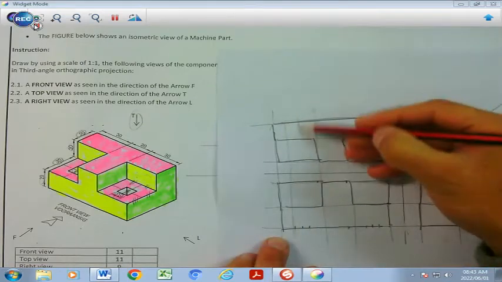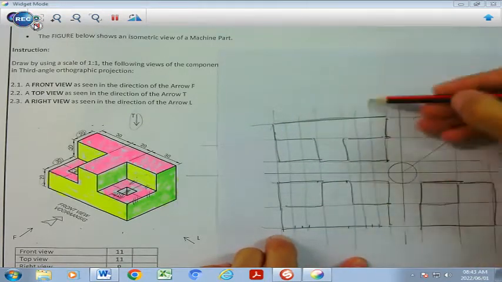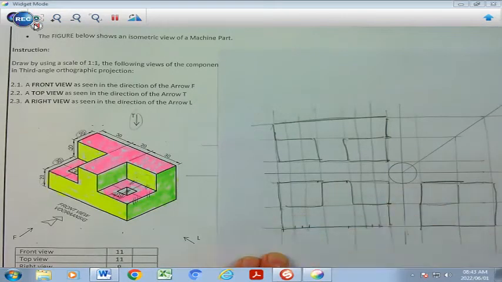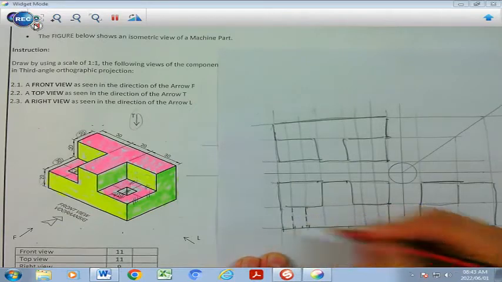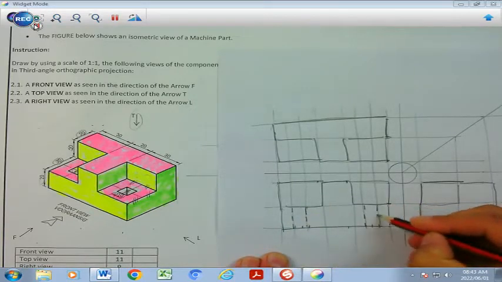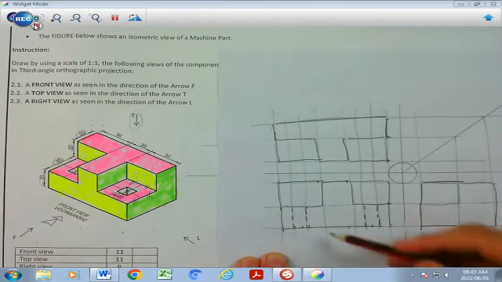And I'm going to project these lines right up until it reaches my top view. And then, because I can't see it from my front view, I'm going to just dash those lines, and that's very important to understand: lines or corners which cannot be seen must be dashed.